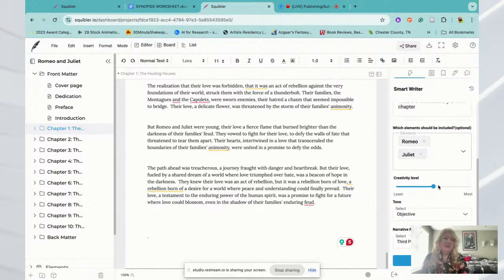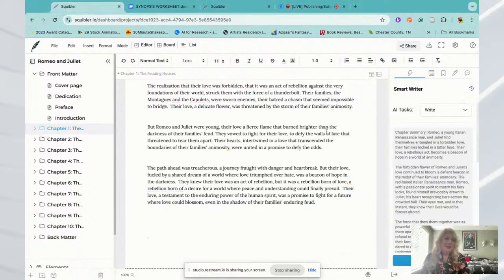Toggle my creativity level. You absolutely want the tone to be objective. And then pick your narrative perspective, which, because it's a novel, would be third person. From there, I've already gotten this to generate it for me. You'll see that it's generated a chapter summary for me that's pretty short. Romeo, a young Italian Renaissance man, and Juliet find themselves entangled in a forbidden love, and their families locked in a bitter feud. Their love, a rebellious act, becomes a beacon of hope in a world of animosity.